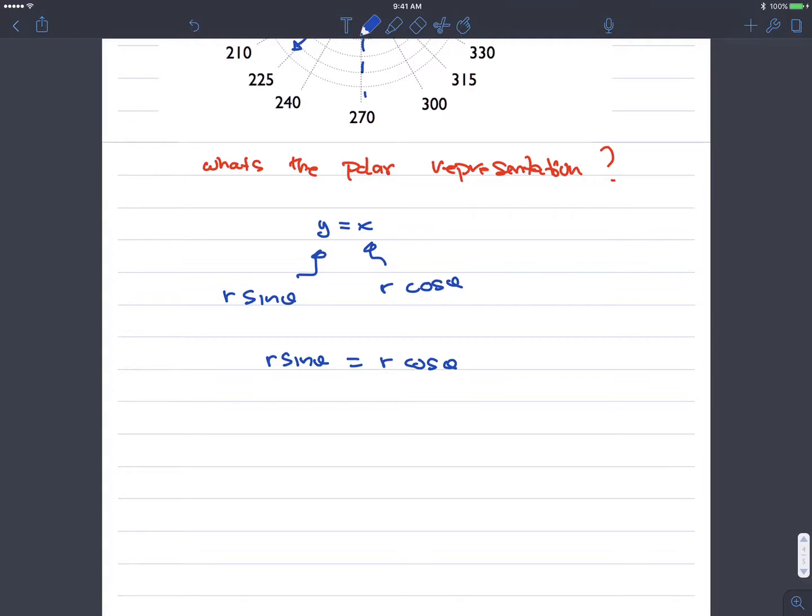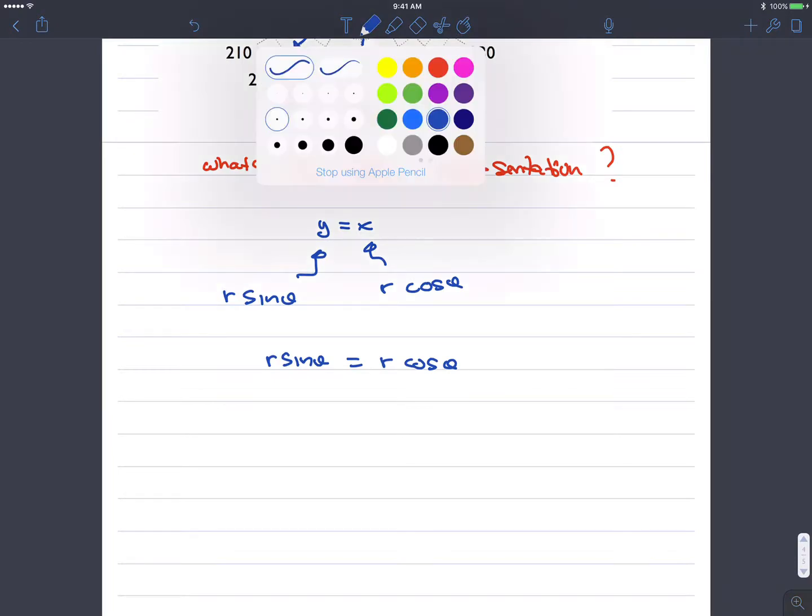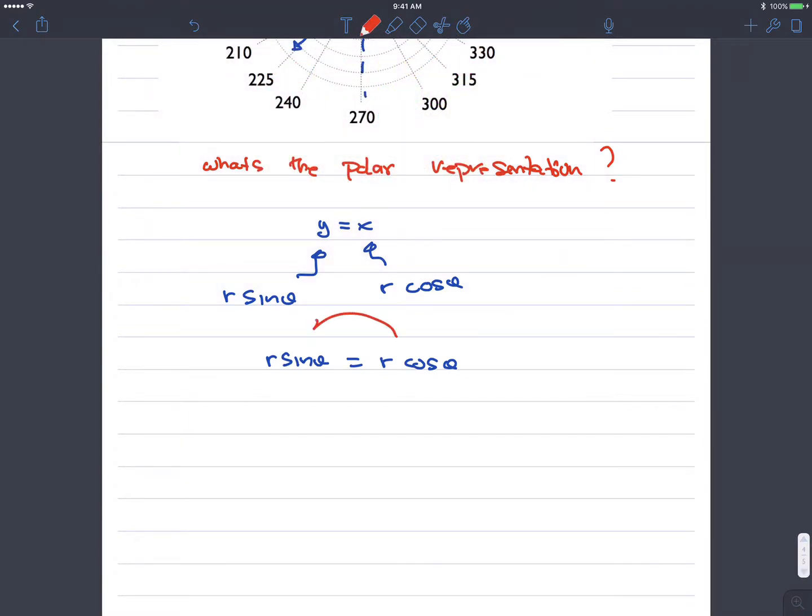Well, let's think about this. Usually you probably want to solve for r, if you can. But what do you guys see as a problem? You can't really solve for r, can you? I don't know, maybe. Let's try to see if we can solve for r.